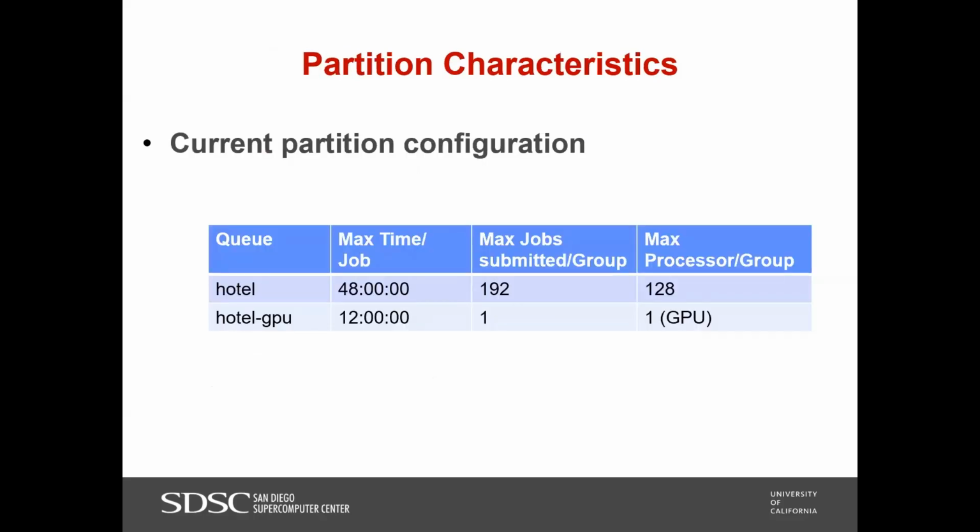So we have two partitions, and here are the current partition configurations. We have a hotel queue, where the maximum wall time is 48 hours, the max jobs submitted per research group is 192, and the max CPU processors you can use is 128 per group. How about the hotel-GPU partition? The max job time is 12 hours, and each group can run at most one job with one GPU card. So that's the current partition configuration.